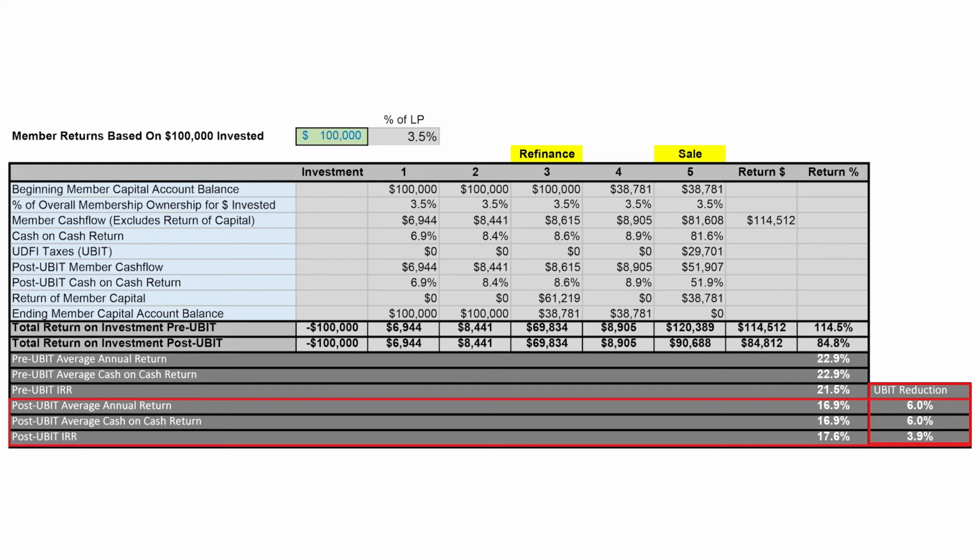The lesser reduction here occurs because IRR focuses on time value of money. The return of capital in year 3 was completely unaffected by UBIT, meaning more capital is still back in the hands of an investor, even with a self-directed IRA.